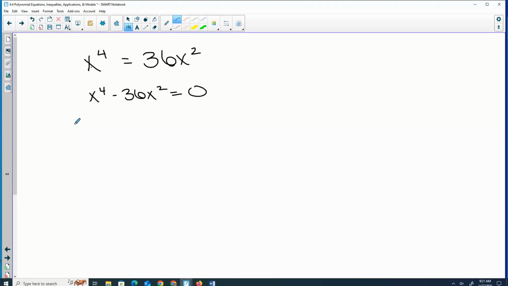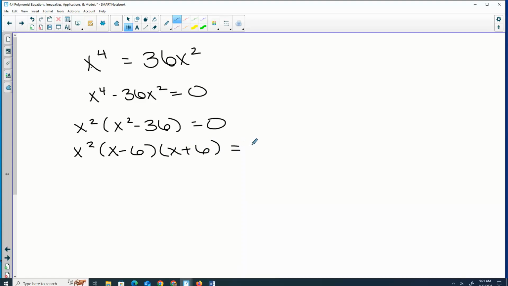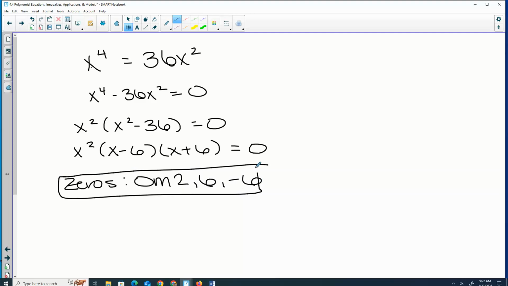Then what can we take out? Okay, and x squared minus 36, what does that factor into? So our solutions, or our zeros, are what? So we got the 4 answers we predicted.